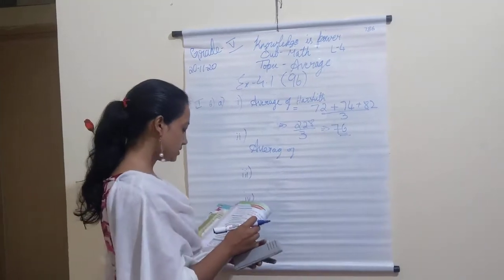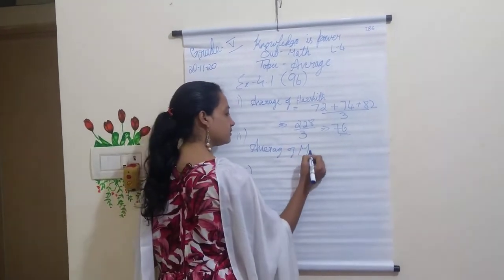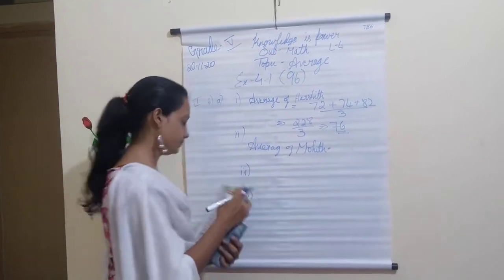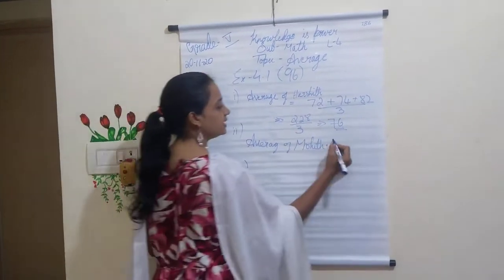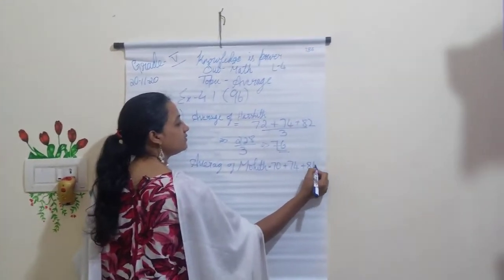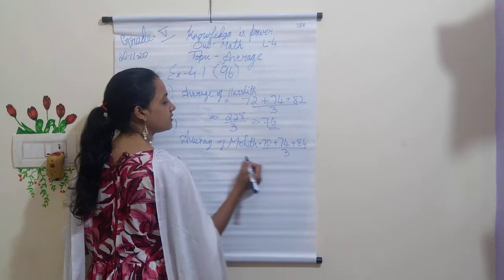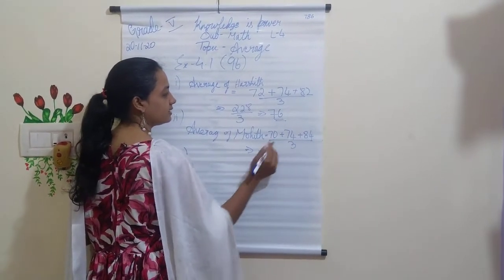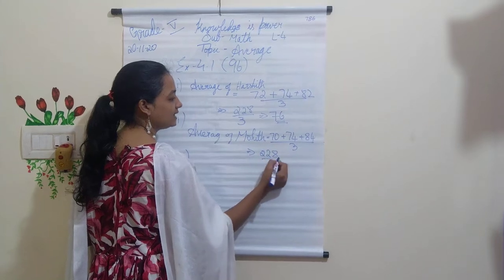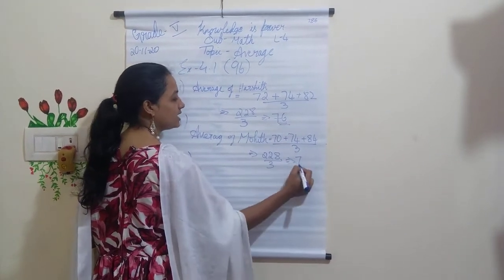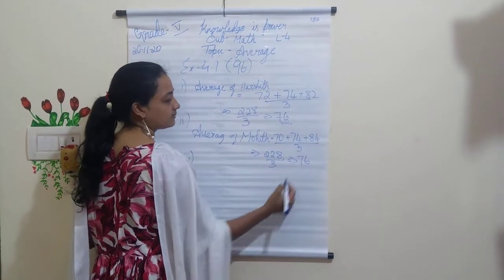Now let's find the average of the second student, Mohit. Now what are the scores of his? 70 plus 74 plus 84. Add this, you again get 228 divided by 3. So even Mohit scores the same average, 76.